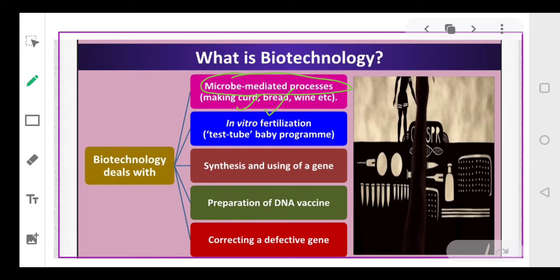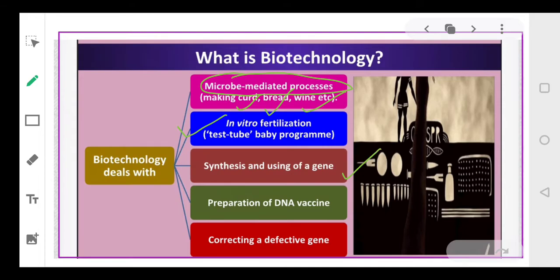While producing bread, we also require some microorganism. While producing wine, we also require some organisms. So that is why we name it as microbe-mediated processes. The processes where microbe is required. The second aspect deals with in vitro fertilization, right? Which leads to the production of a test tube baby.